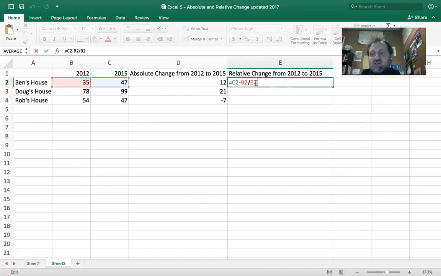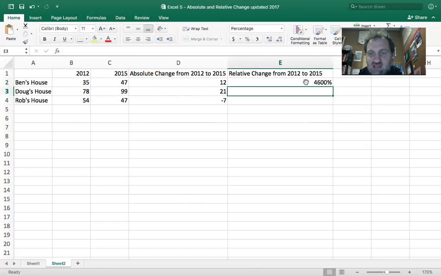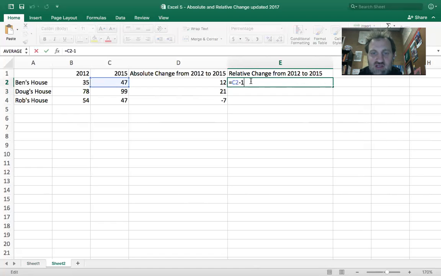But remember that Excel is a program, and so it's programmed to respond to mathematical statements and think about them in terms of order of operation. Division is more important than subtraction, and so it does the division first. But B2 divided by B2 is just the number 1. So you see I get the same answer if I just do this. And obviously, this is not what I'm trying to do.